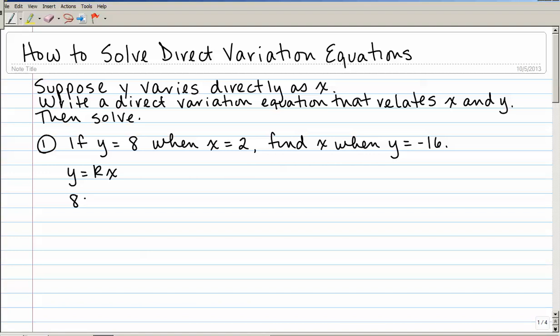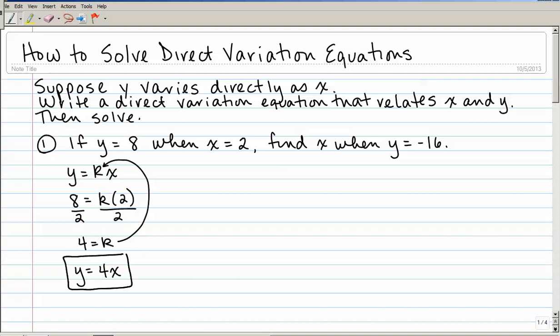So if y is 8, we don't know what k is, but we know that x is 2. So now let's solve that for k by dividing both sides by 2. And that tells us that k is equal to 4. That is not a direct variation equation. That needs to be plugged back into here for k. So my equation is y equals 4x. And that's the first part of your answer. That's a direct variation equation.